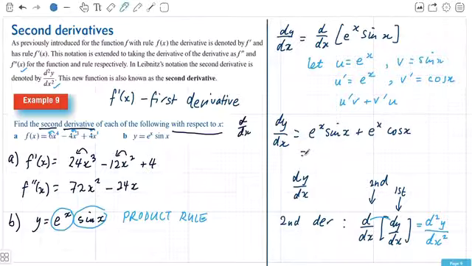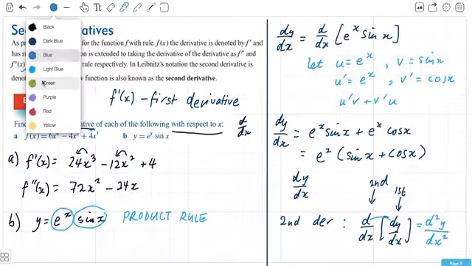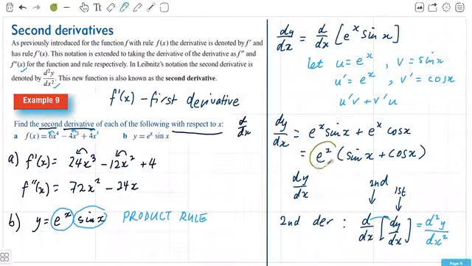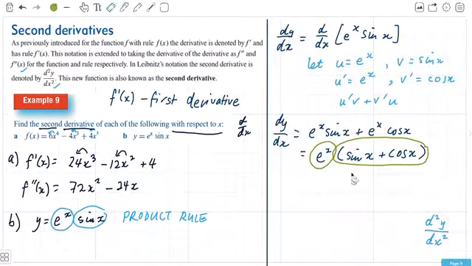With this one, it's actually advantageous to factor out the e to the x, because it will make the second level of differentiation a bit easier. You're going to use the product rule again, but this time with these two products. If you leave it in the earlier form, you're going to have to use the product rule twice, so it's better to factorise. So now we're going to look at the second derivative, d squared y dx squared. That's what we're going to be finding.